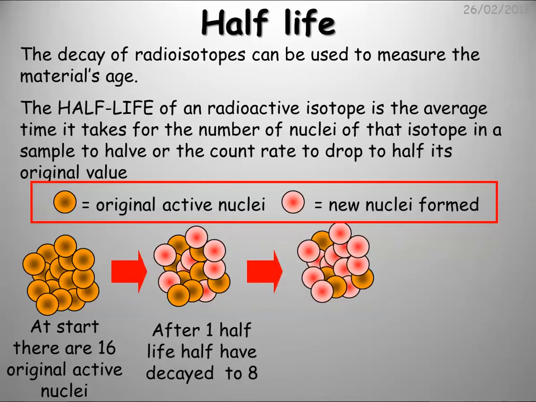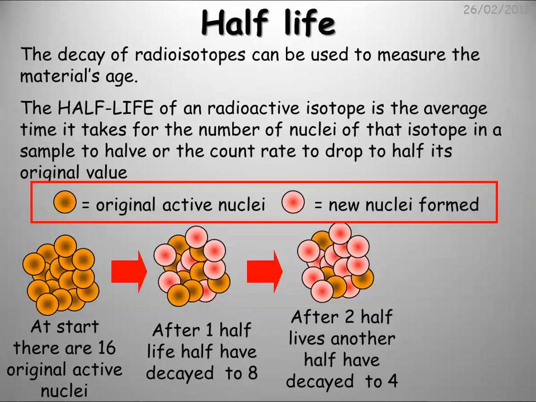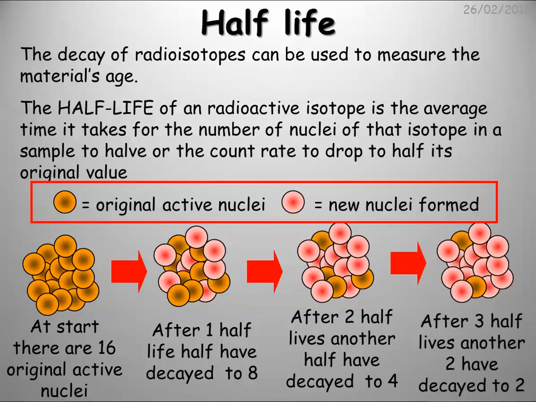After 2 half-lives, that 8 has gone down to 4. And after another half-life, 3 half-lives, it's gone down to 2. If you notice, the number of new nuclei formed has increased. And if you add the orangey colour to the pinky colour nuclei, you'll find that you've got your original 16. That's quite a useful technique, which we'll use in another question.